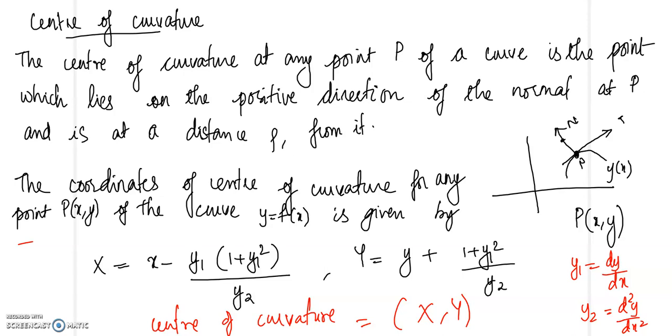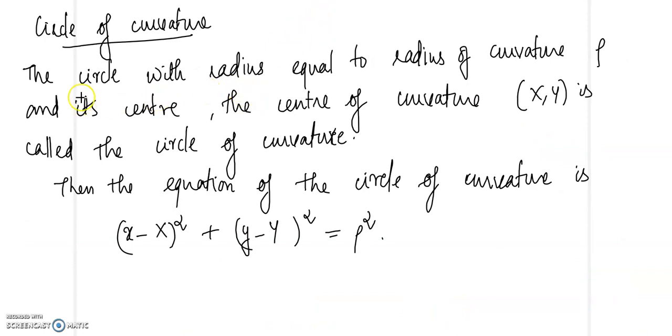Now once you have the center of curvature and the radius of curvature, the circle which is centered at the center of curvature and having radius rho, so the distance will be rho, this circle is called the circle of curvature. So the circle with radius equal to the radius of curvature rho and its center as the center of curvature X, Y is called the circle of curvature.